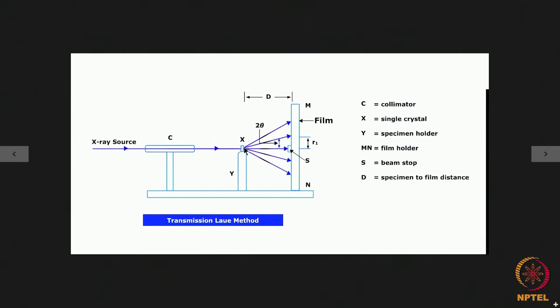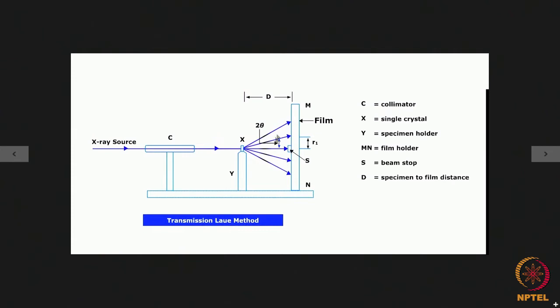Now, part of the radiation will pass through the sample and strike the film at the central spot. This is the transmitted beam. And this S stands for a beam stop. You use a heavy metal stop, for example lead or lead glass, so that the beam stops here and cannot go out on this side, because X-rays are dangerous. And the various diffracted beams will fall on the film at different places.